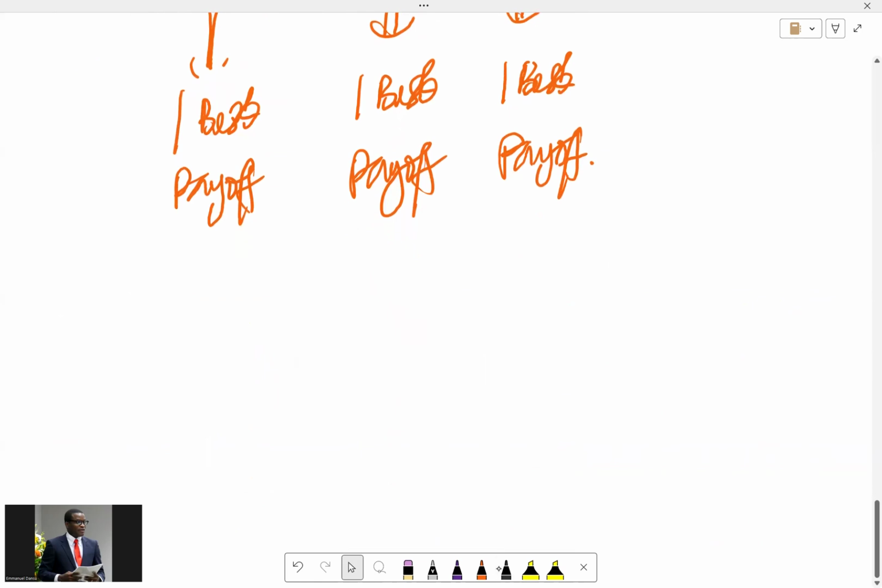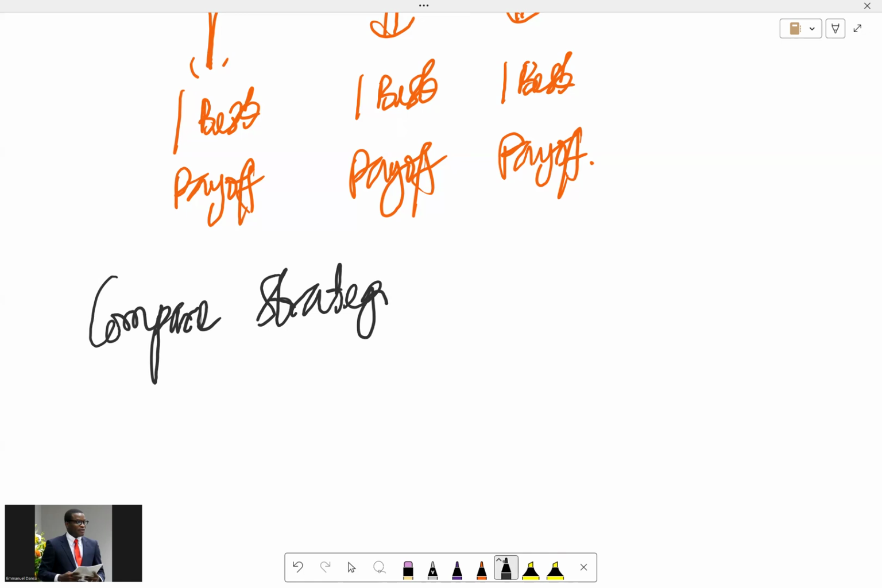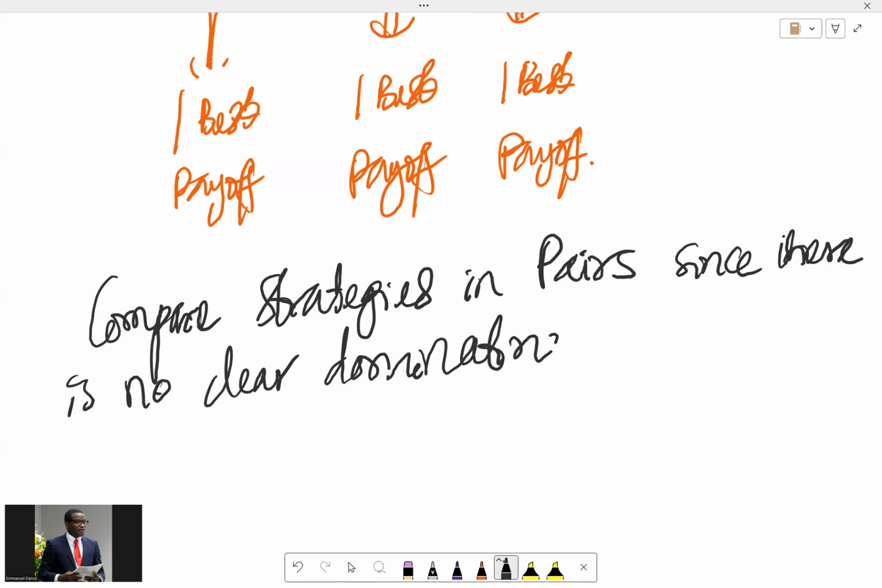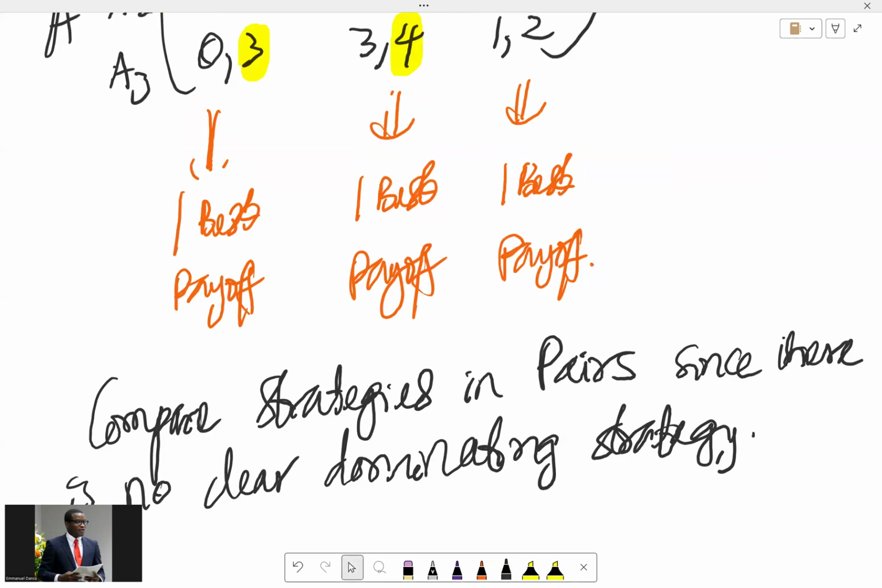So the first one was comparing all strategies. Now for player B, let's compare strategies in pairs, since there is no clear dominating strategy. Do them in pairs, and we might be able to break some ties.